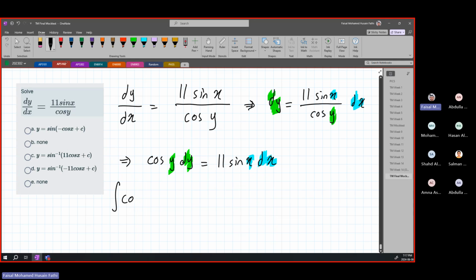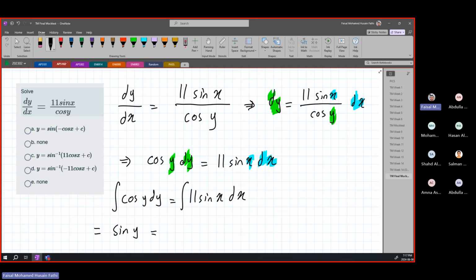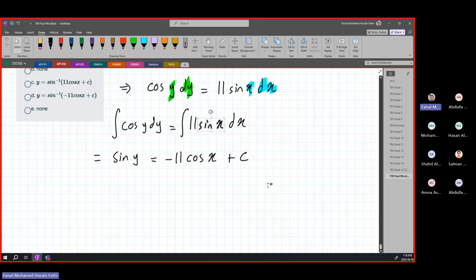So it's going to be the integration of cosine y dy is equal to the integration of 11 sine x dx. Integrating here will give us cosine becomes sine of y, because we're integrating in terms of y. So sine of y is equal to negative 11 cosine x plus c. All right. Remember that sine x becomes negative cosine x. Remember that we are trying to find just in terms of y. So when you have the sine of something, how do you take it to the other side? You just do the inverse sine.